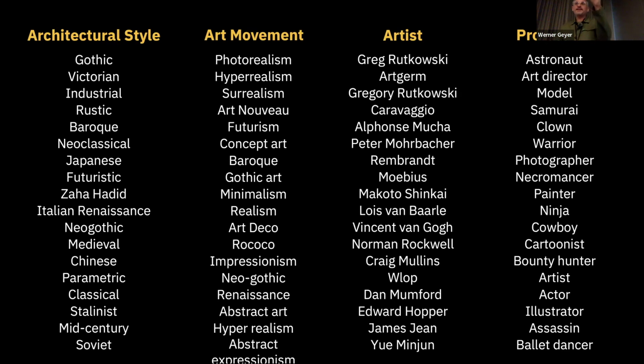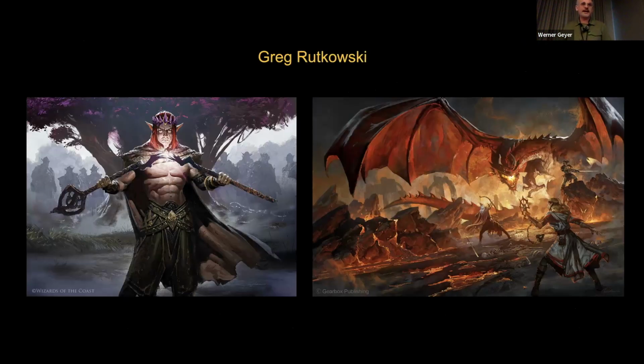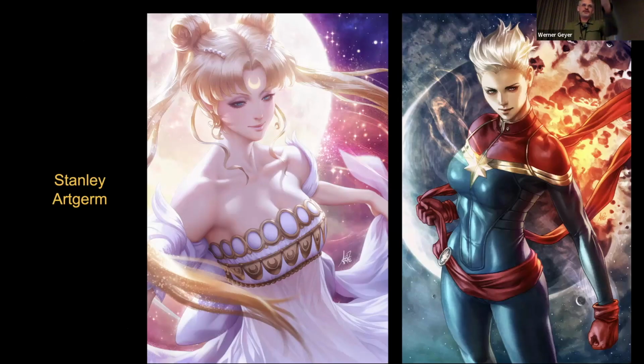Who is this person, and did you know Greg before the prompt? No, you discover him thanks to the prompt revolution. So Greg Rutkowski is this guy. He's always drawing dragons and elves and things like that. Then Stanley Artgerm. You know Stanley too, no?